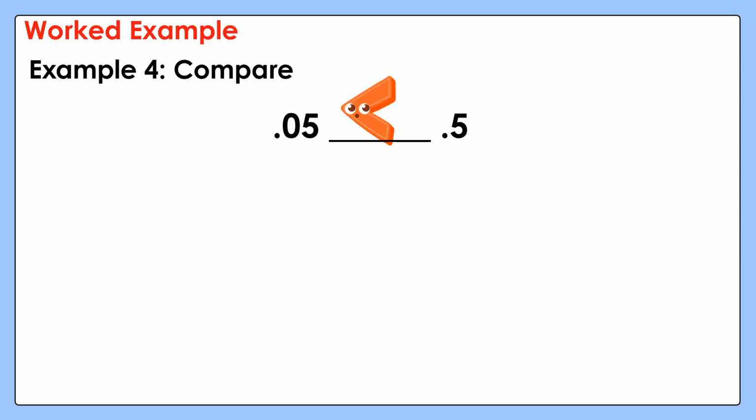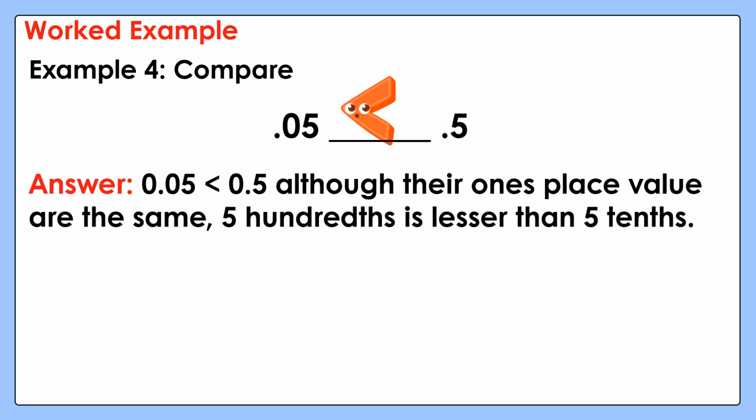Example number 4. Let's compare. 0.05 is less than 0.5. The answer, 0.05 is less than 0.5. Although their ones place value are the same, 5 hundredths is less than 5 tenths.